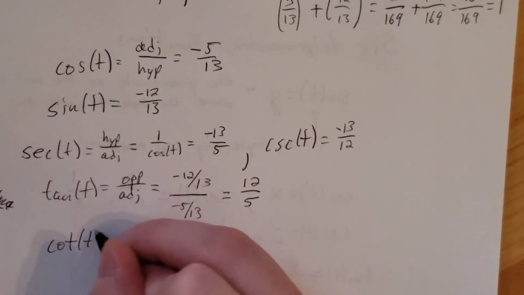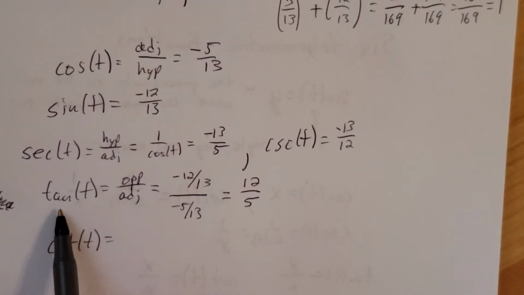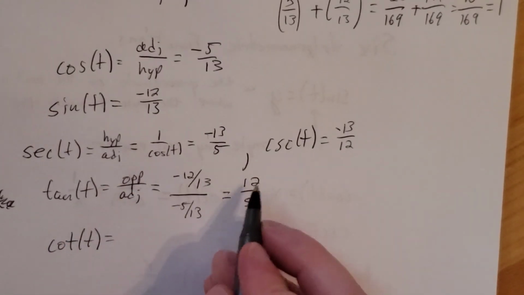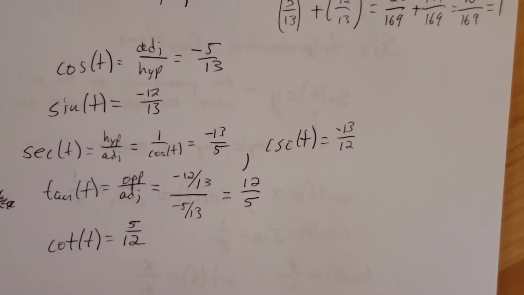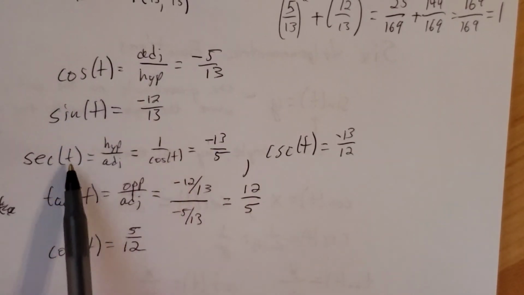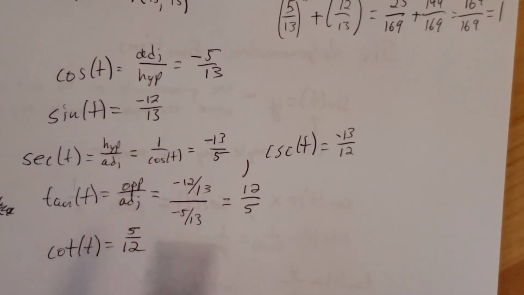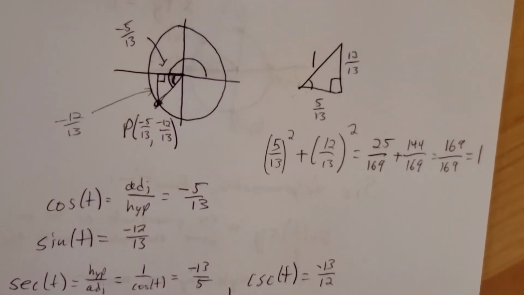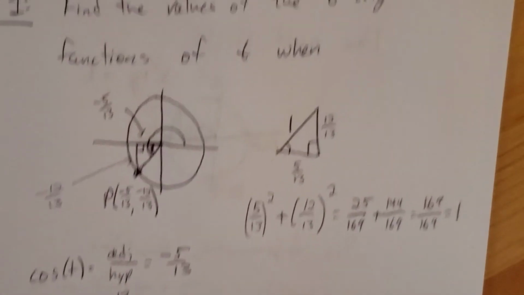Cotangent of t is adjacent over opposite, which is also 1 over tangent of t. So 1 over tangent of t is 5/12. And we have found all 6: cosine, sine, secant, cosecant, tangent, and cotangent. We found all 6 trig functions based on this angle t that we drew down at the beginning. Great. Just a couple more things I will say in this video.